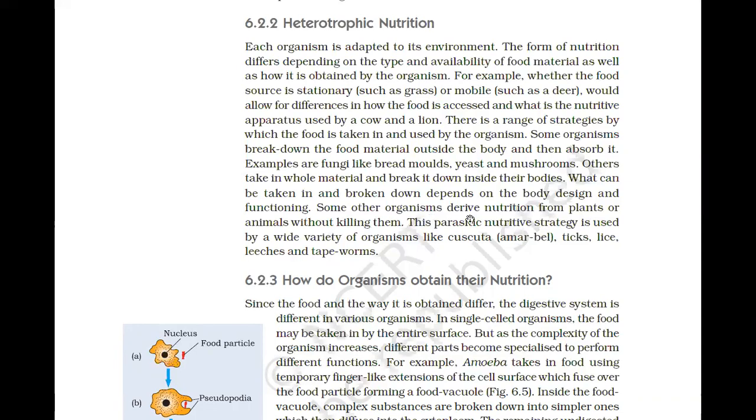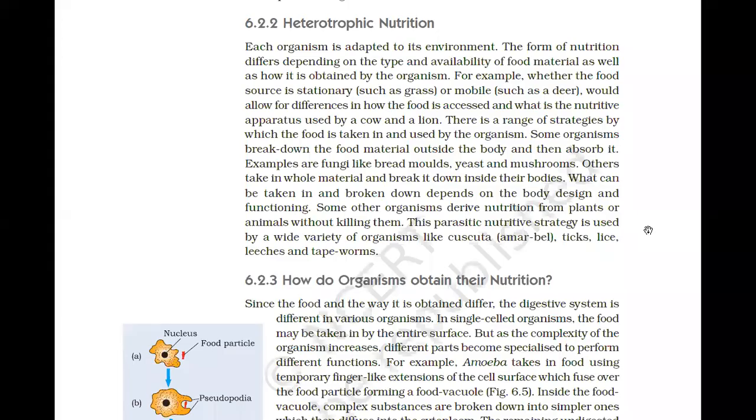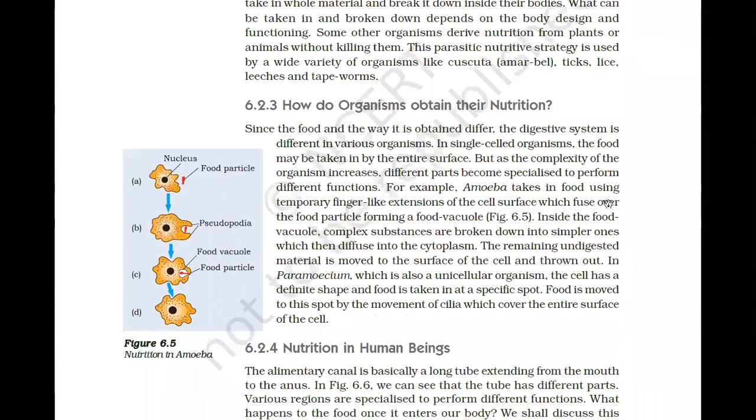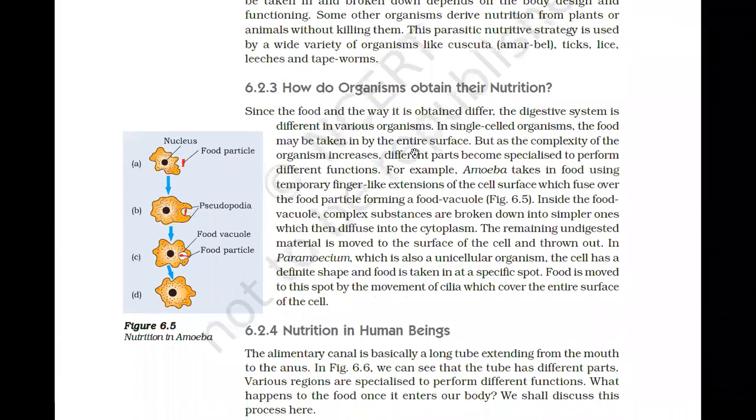Some other organisms derive nutrition from plants or animals without killing them. This parasitic nutritive strategy is used by a wide variety of organisms like cuscuta, ticks, lice, leeches, and tapeworms. How do organisms obtain their nutrition? Since the food and the way it is obtained differ, the digestive system is different in various organisms.